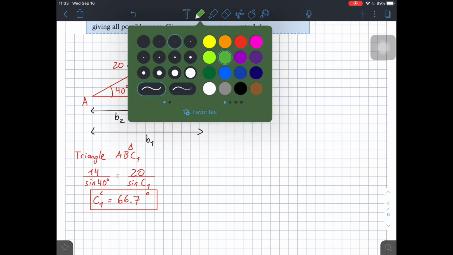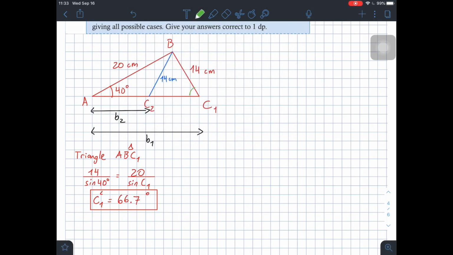So let's complete that information here. This angle C1 is 66.7 degrees. You see that it seems to be correct because it's an acute angle, right? It's not greater than 90 degrees.